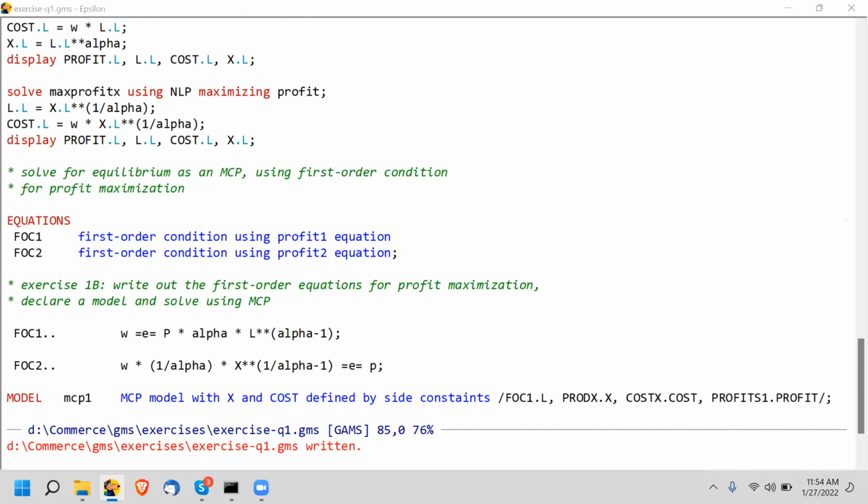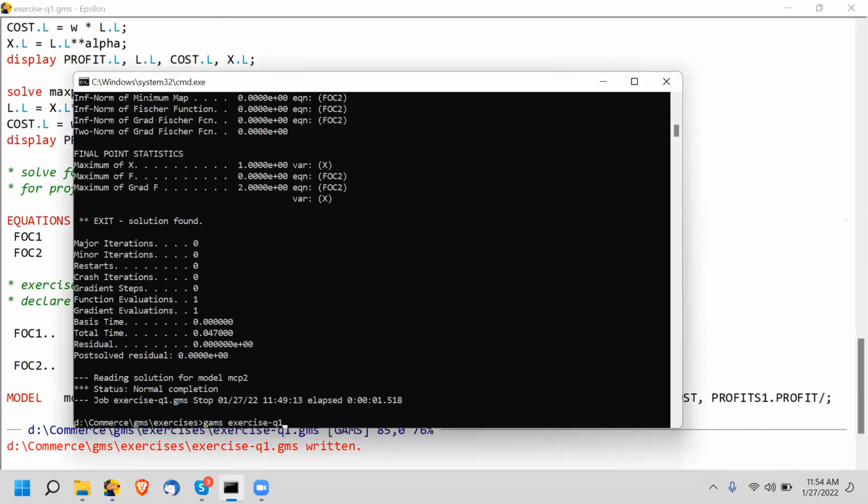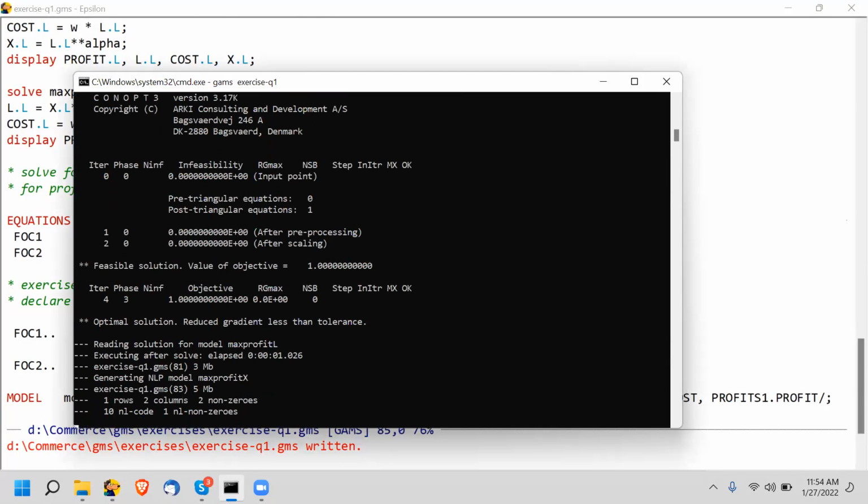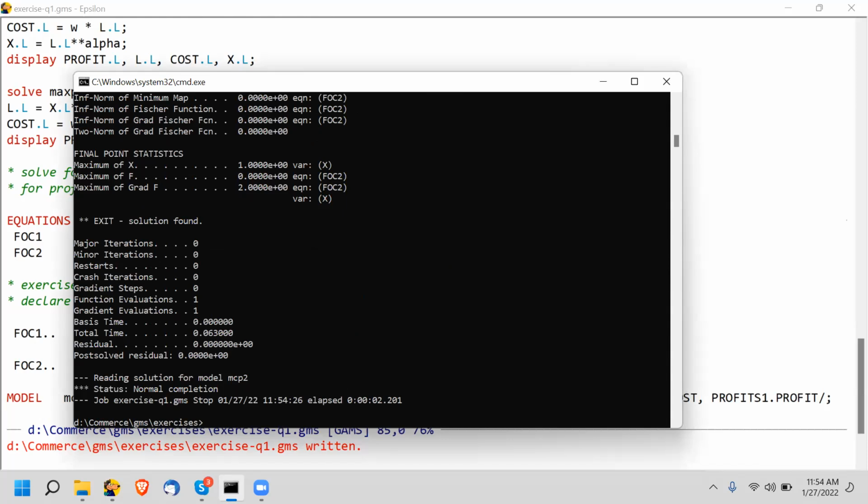So let's just verify this. I don't want to give you something that doesn't run. So we'll just run it. All those different solves go through in one go.